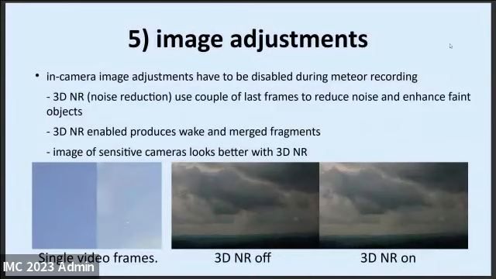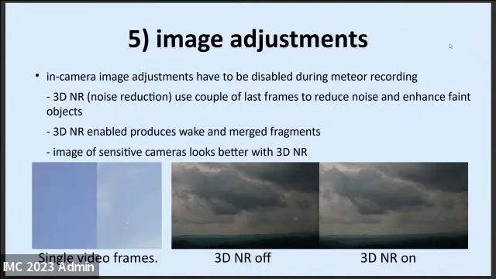The image adjustments inside the camera. Usually the cameras, or the Dahua camera, use something called the 3D noise reduction tool. We always turn it off. The image looks better if it's on, but here you can see examples from different cameras.